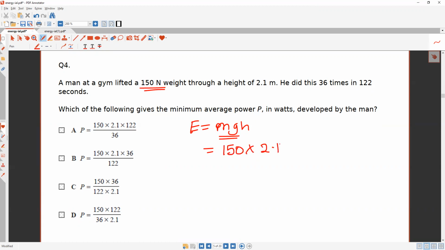What is the height? 2.1. And how many times did he repeat it? 36 times. And for how long did he do it? For 122 seconds. Now that will give you B as the answer. The power output, that's what they asked, the average power output.